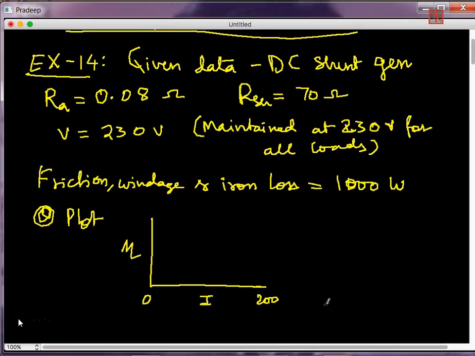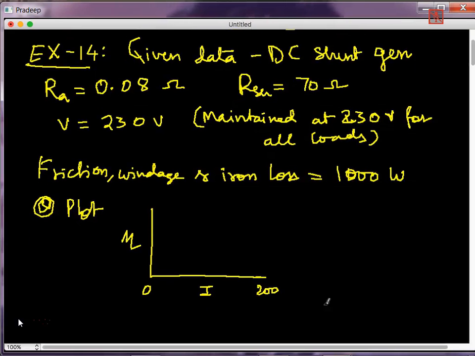I'll just give you 2 minutes to think about how to solve this question. It is very important to understand this, and once you understand this, you get a good grip over the DC shunt generator, how the efficiency varies with the load current. So just think about how to solve this.